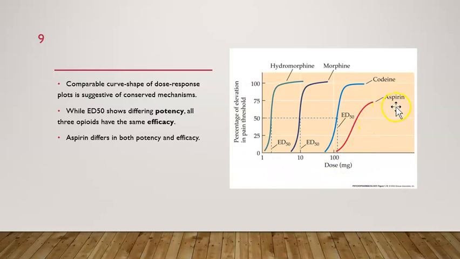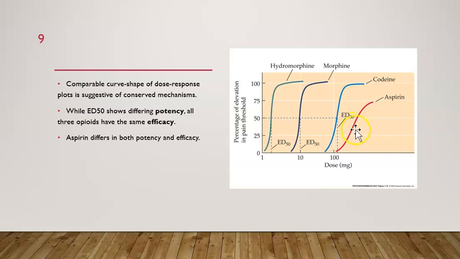Now, if we look at aspirin here, the one in red, it has both a different potency and a different efficacy. First, efficacy differs from all three of these. Why? It can only get to 75%. You'll see that's the maximum on the Y. It cannot get to 100, so it has a lower efficacy. It would also have a different ED50.